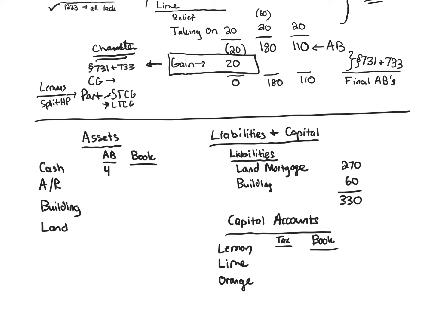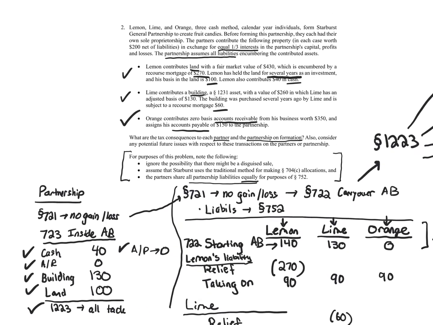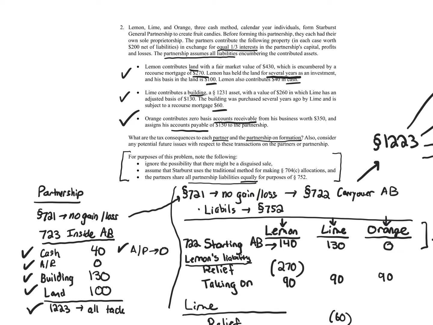So again, these adjusted bases, with respect to the accounts payable. You know how the problem also mentions noting any potential issues and future issues? So, almost missed this. This one's something that's difficult to see, but it's an important tax rule. So for Orange, we'll go back to the balance sheet. Orange contributes 0 basis accounts receivable, worth $350, and accounts payable, worth $150. Because Orange has a 0 basis in the accounts receivable, that means that Orange is a cash method taxpayer. So both have a basis of 0.